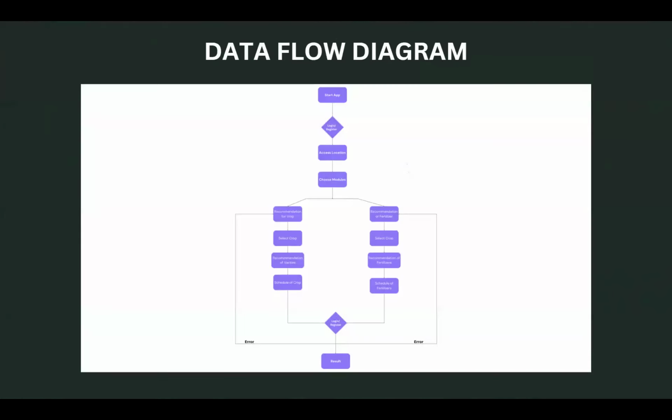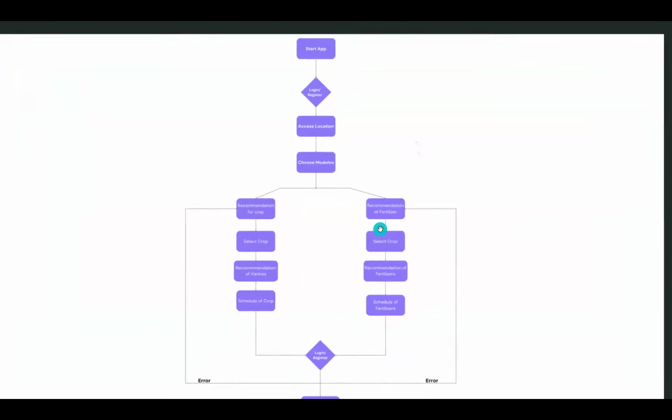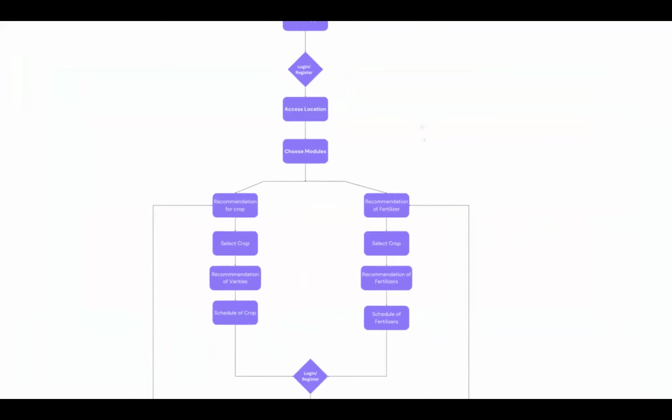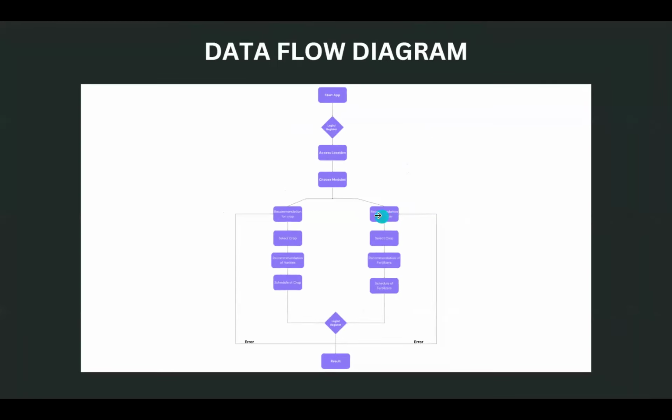This is a data flow diagram. I guess it is not that clear, but I want to elaborate on it. First, we will take the access of the place. Then we will give two options: if you want to take the crop, you will choose crop, or if you want fertilizer, then you will get a fertilizer recommendation. Then the whole process will continue. In the crop option, there will be crop varieties and the scheduling system. In the fertilizer option, there will be recommendation of fertilizers and all.